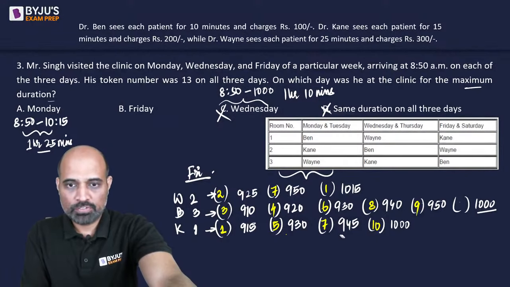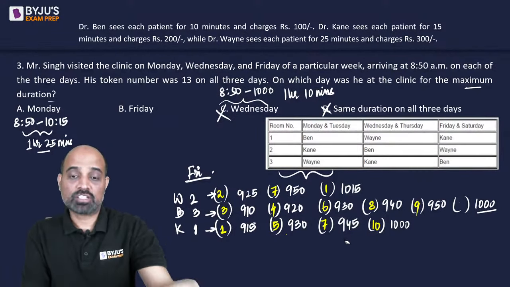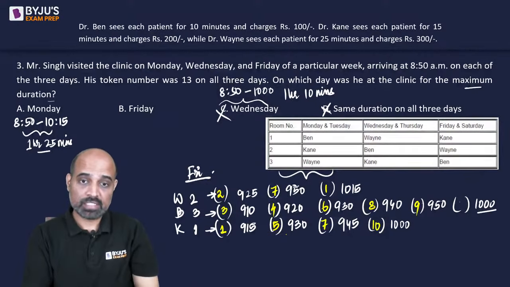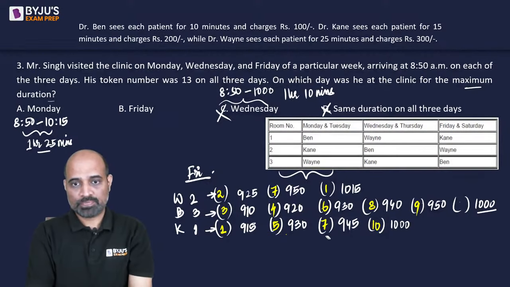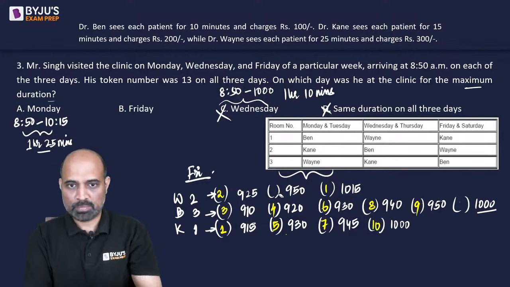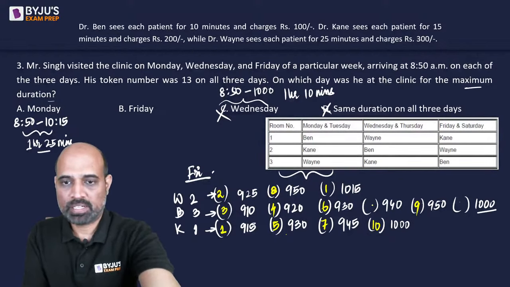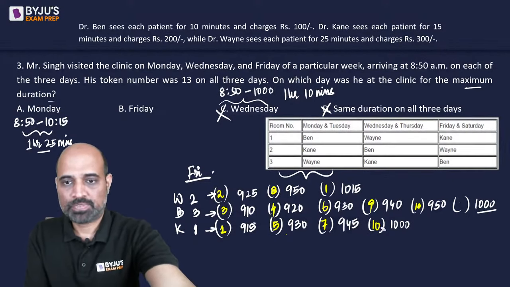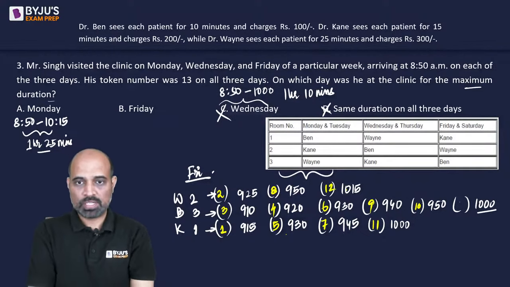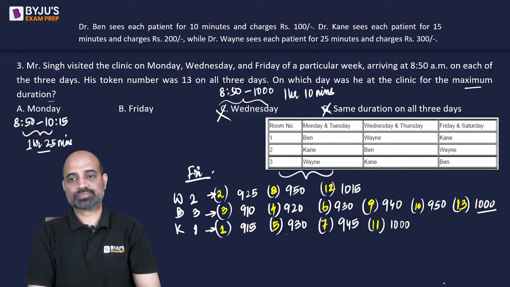So 1, 2, 3, 4, 5, 6, 7. Okay, I repeated 7. So 9:20. At 9:30, they both are going to enter. This is 7th. This is supposed to be 8th. This is supposed to be 9th. This is supposed to be 10th. This is supposed to be 11th. This is going to be 12th and this is going to be 13th.